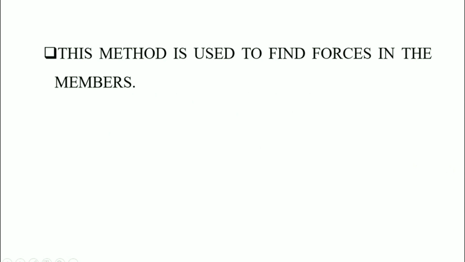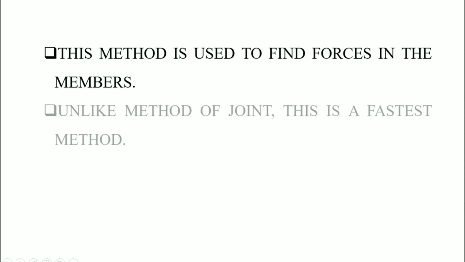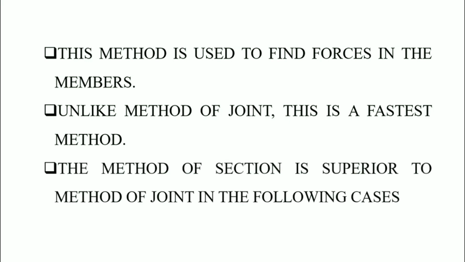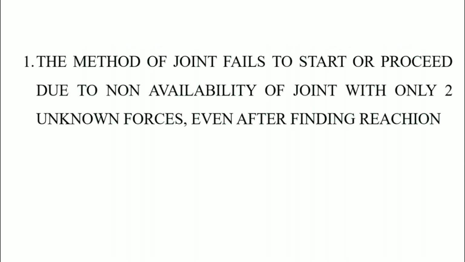This method is used to find the force in the members. Unlike method of joints, this is a fastest method. This method of section is superior to method of joint in the following case. Let us discuss why we prefer method of section than method of joint to find or analyze the force on the member. The method of joints fails to start or proceed due to non-availability of joint with only two unknown force even after finding reaction.